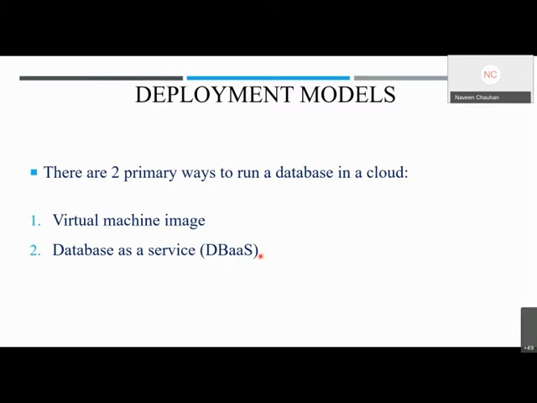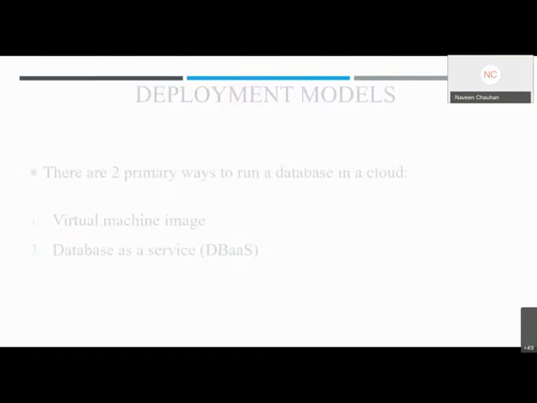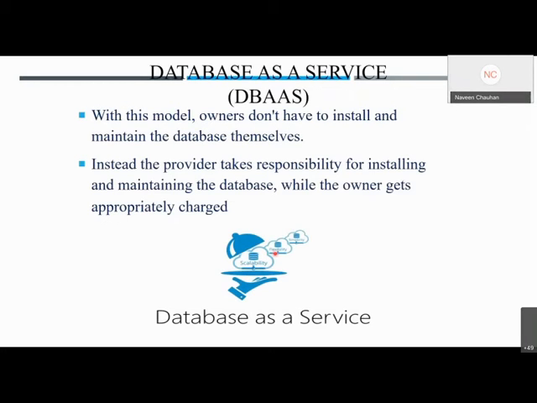Another is platform as a service, and the third one is infrastructure as a service. Now, database as a service is another classification. As far as deployment models are concerned, there are two primary ways to run a database in the cloud. One way is with the help of a virtual machine, and another one is the database when we are doing database as a service.